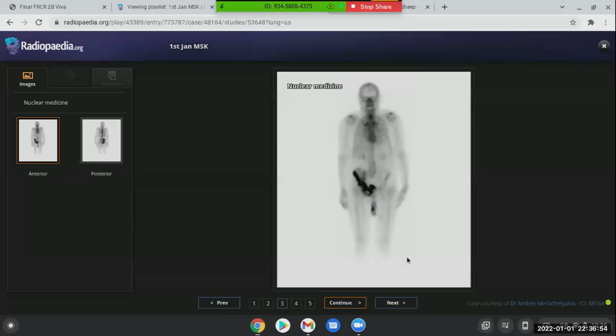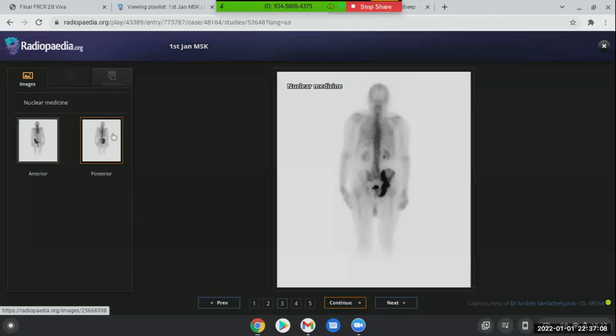Okay, this is a MDP bone scan showing increased uptake, or hot uptake, at the same region shown on the radiograph. There are no other lesions. The kidneys uptake are there, as well as the bladder uptake.